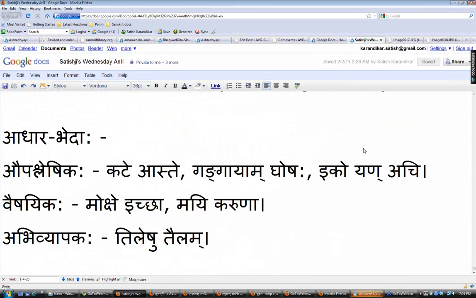Kate Aste, Gangayam Ghoshaha. Somebody sits on a mat. Gangayam Ghoshaha, the cowherd hamlet is on the Ganga, meaning not literally on the Ganga, inside the Ganga, but on the bank of the Ganga. So Gangayaha Tire Ityarthaha, Samipe. Iko and Achi also same thing. Achi is close by, Samipavarti.